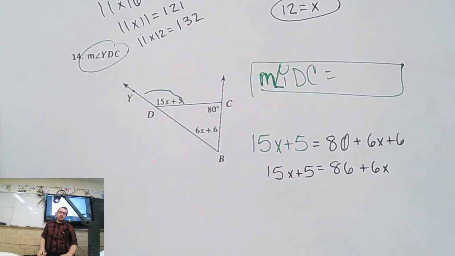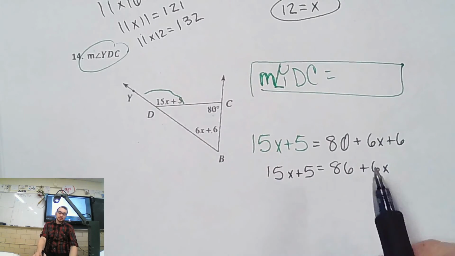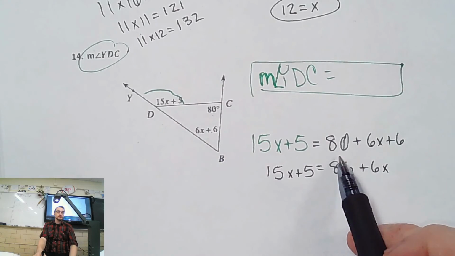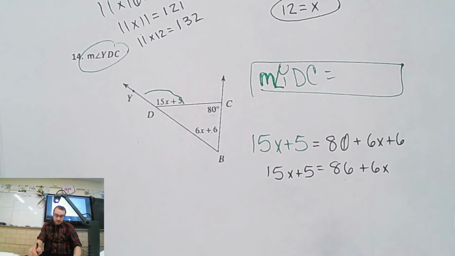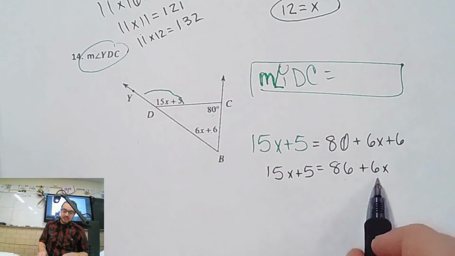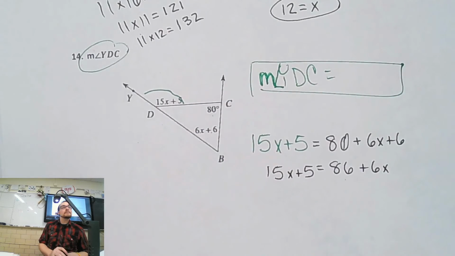Does 6 go into 86? We could divide everything by 6 right now. The answer is no, because 6 doesn't go into 80, right? So we can't go into 86. Let's put stuff together, though. Let's get our x's together. So, want to move the 6x over? How do I do that?